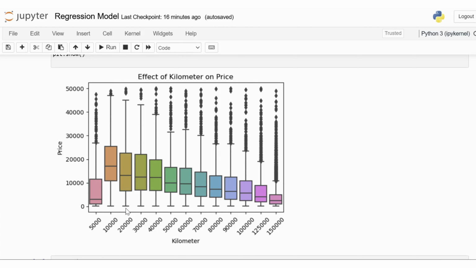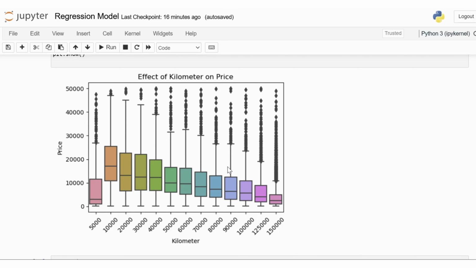The box plot clearly illustrates that as the number of kilometers driven increases, the price of the car tends to decrease. This is a common pattern in the used car market where higher mileage generally leads to lower prices due to the perceived wear and tear on the vehicle. The presence of outliers also indicates that other factors can influence the price significantly, but the overall trend remains consistent.